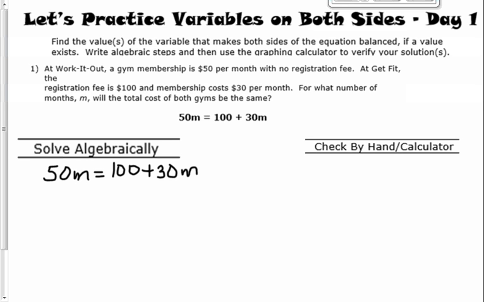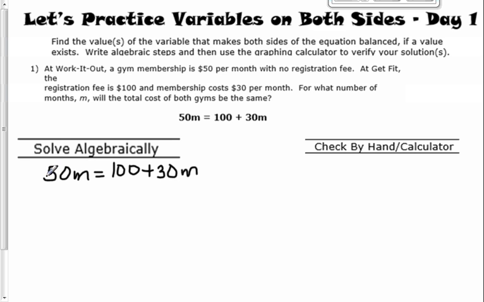Okay, guys, this is your homework help for variables on both sides. If you look at the problem, we have 50 times the number of months is equal to 100 plus 30 times the number of months. The problem here is we have the months, the m, on both sides of the equal sign. So we want to put them together.